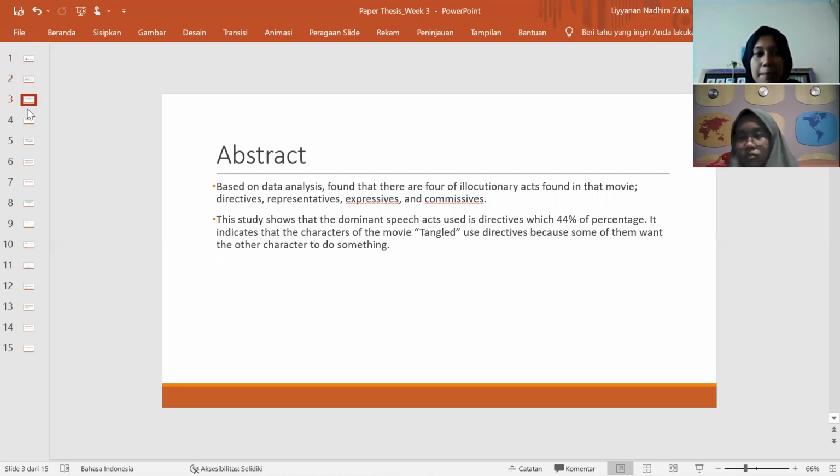Next, based on the data analysis, it was found that there are 4 illocutionary acts in the movie. Those are directive, representative, expressive, and commissive. The study shows that the dominant speech act used is directive, at 44%. It indicates that the characters of the movie Tangled use directives because some of them want the other characters to do something.